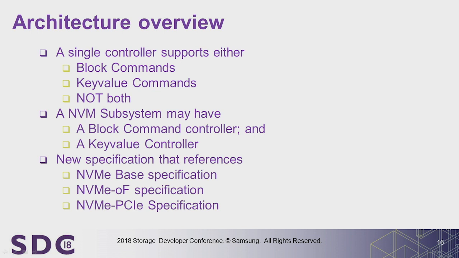Part of what that means is if you build a block storage device, and that's all you want to build, this particular specification, you don't have to develop to it at all. You don't have to read it. It doesn't affect you in any way, shape, or form. If you want to develop a Key Value Command Set device, you read the new specification, and it points you to the pieces of the base specification that are important for you to be aware of as well, such as things that define your queue structures, all of that type of stuff. All of that's in the base specification.